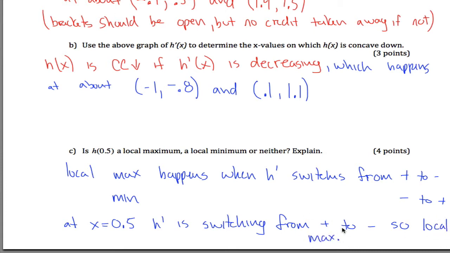Something like that. I mean, you don't have to write out all this stuff. That was just to try to help. I guess that's the end of the quiz.